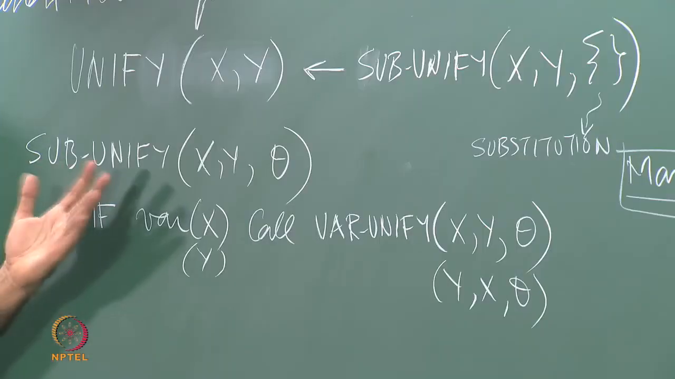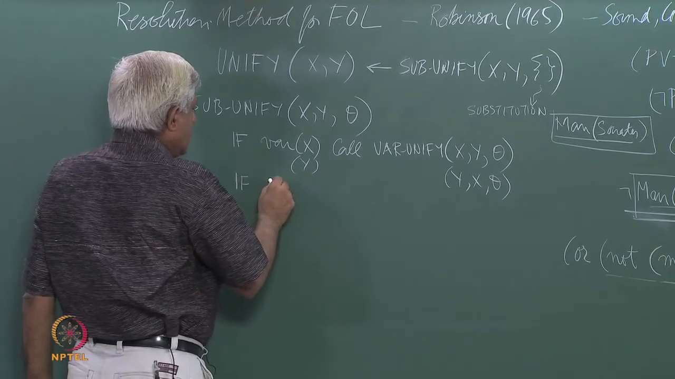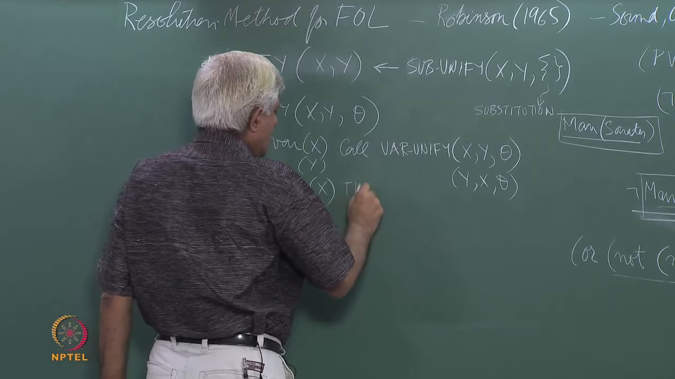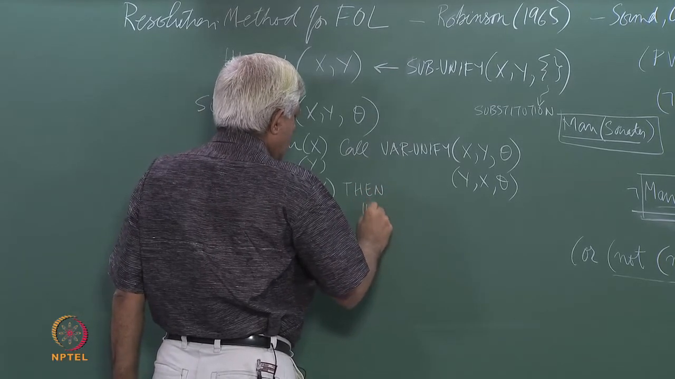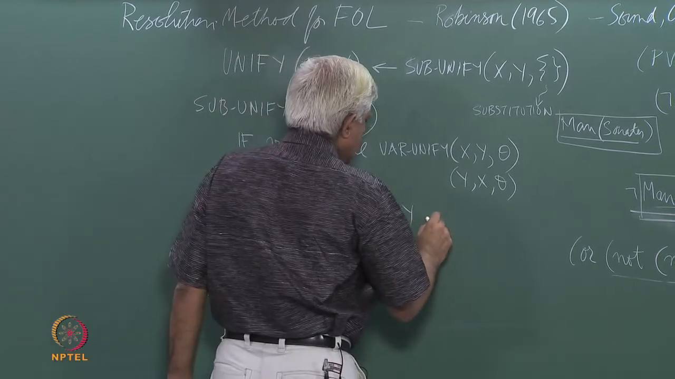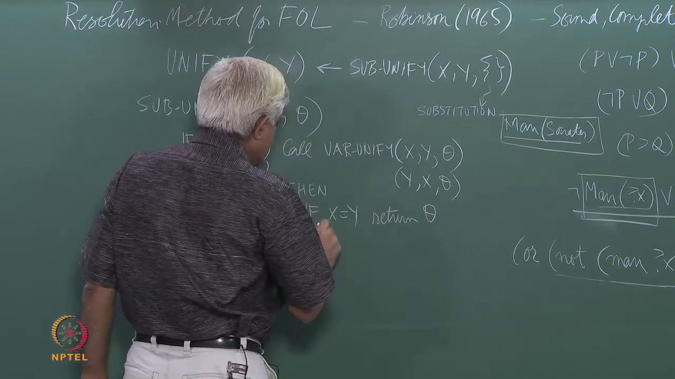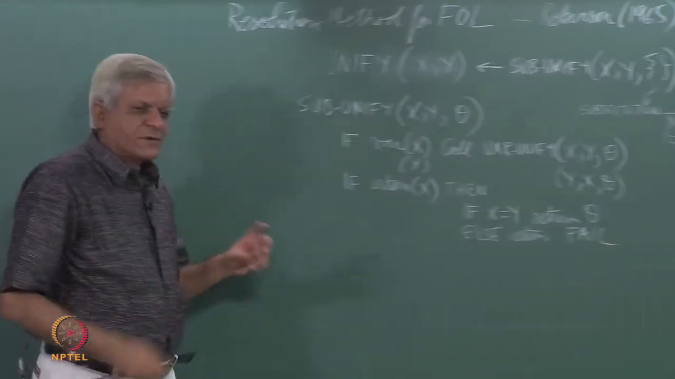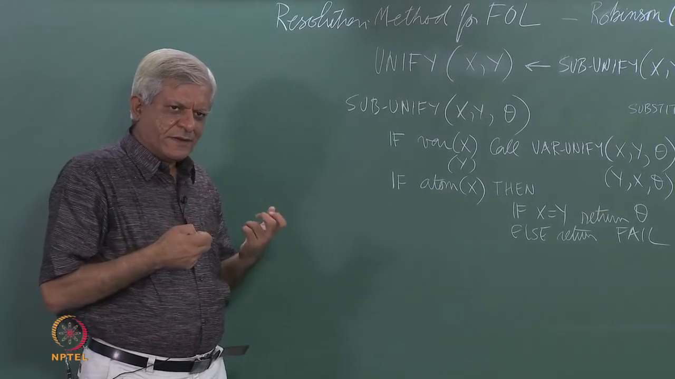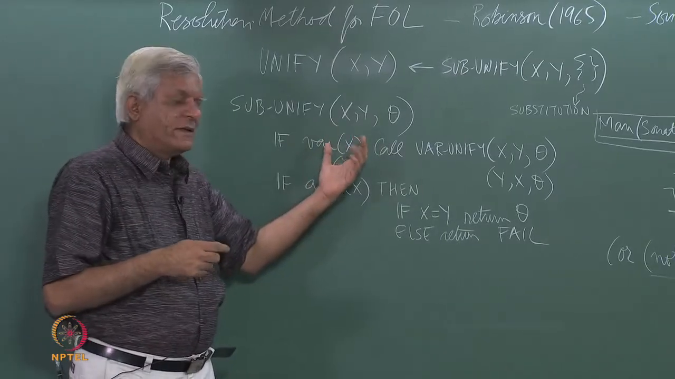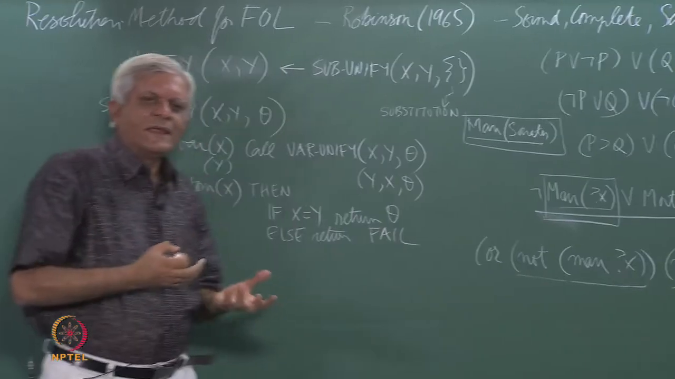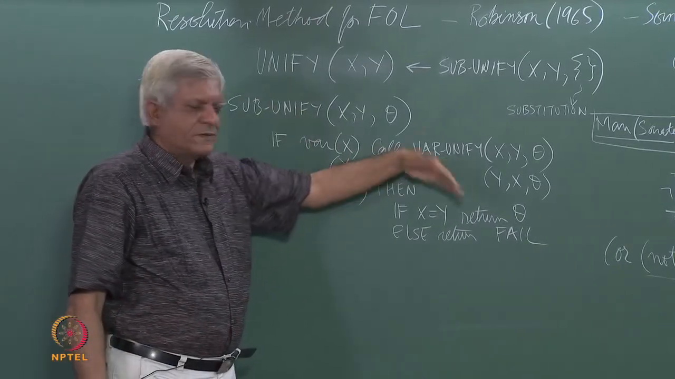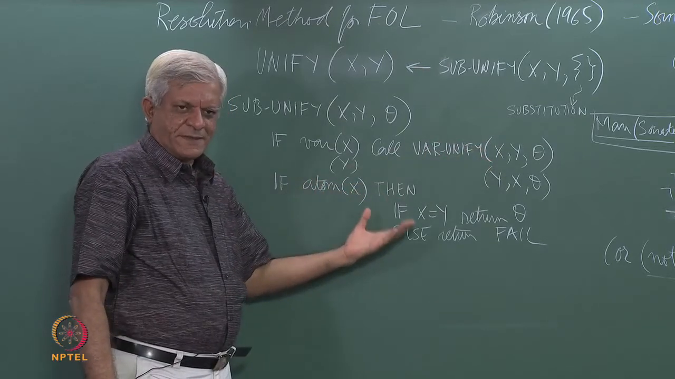So, this order may not be the perfect order I am writing here. If x is an atom, then if x equal to y return theta, else fail. So, if the argument that we are trying to unify is an atom, this is going to be a recursive program. This x and y initially will be such bigger patterns, but eventually when we drill down into the list, at some point they will be either a variable or an atom. If it is a variable, then we just call where unify with the other argument. If it is an atom, we check whether it is matching or not essentially.